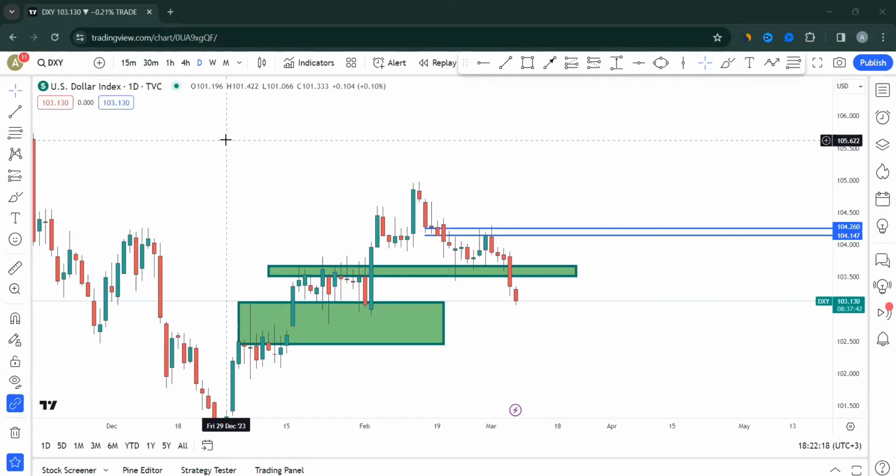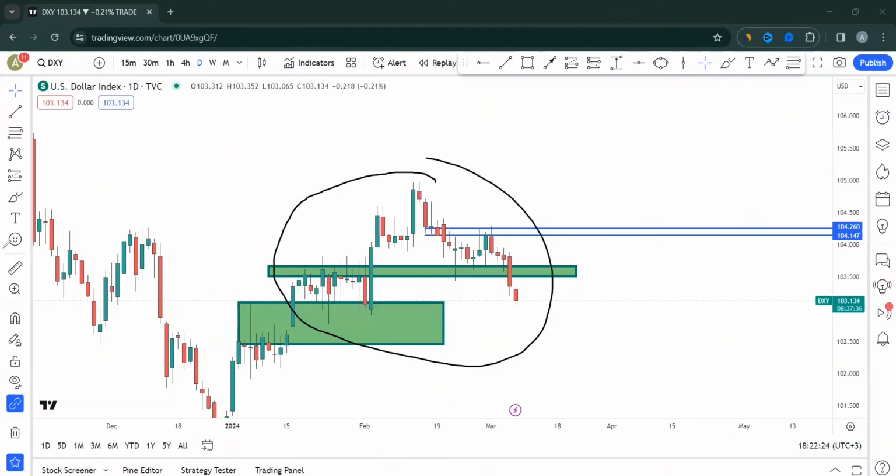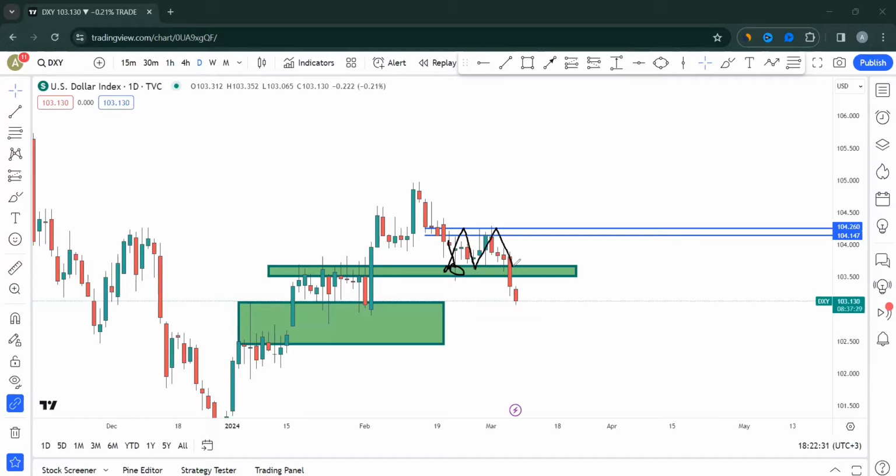So in the previous video, I hinted a bit on this DXY, and I told you guys that I will not speak about it until it made a breakout. Remember, we spoke about it. We said it will touch here. We expect it to go up and play inside here until it either breaks upwards or it breaks downwards.